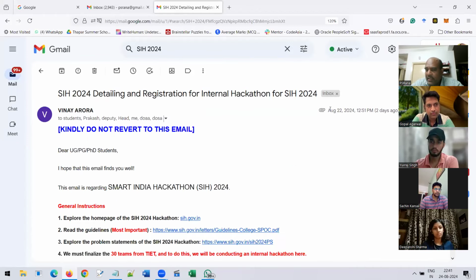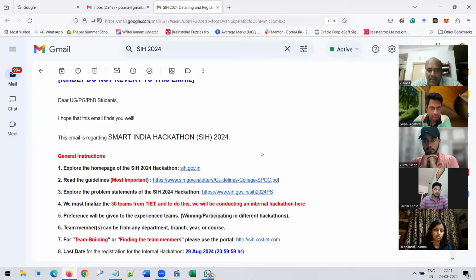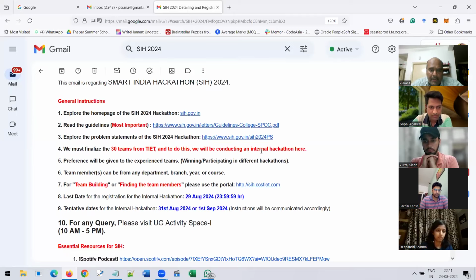So you must have received this mail from our Vinay Gowda sir. So kindly go through the mail, and we need to select 30 teams for this. The thing is that last year we shortlisted 100 teams, but after the first round of the internal hackathon, the first round of the SIH, only 6 teams were selected for the SIH round. So there is a loss of 96 ideas.